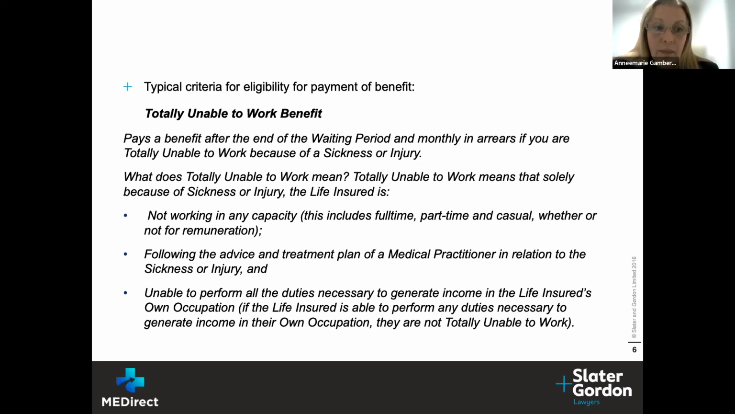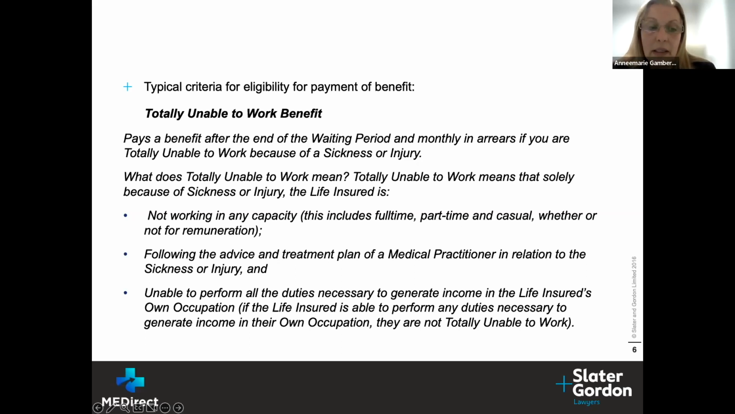So I've just reproduced for your assistance a typical definition of total disability or totally unable to work. It's the same thing, just different language. So normally what's required there for a successful income protection claim is that the person has suffered an illness or injury which has caused them to stop work, that they're totally unable to work in usually their own occupation for a specific period of time, usually 14 days. They're not working, and they are following the advice and treatment plan of a medical practitioner in relation to that sickness or injury, and they're unable to perform all the duties necessary to generate income of that occupation.